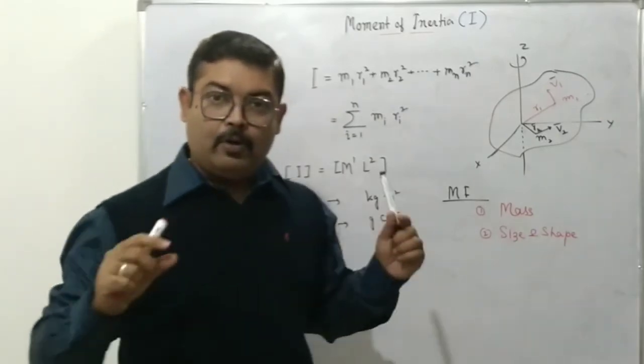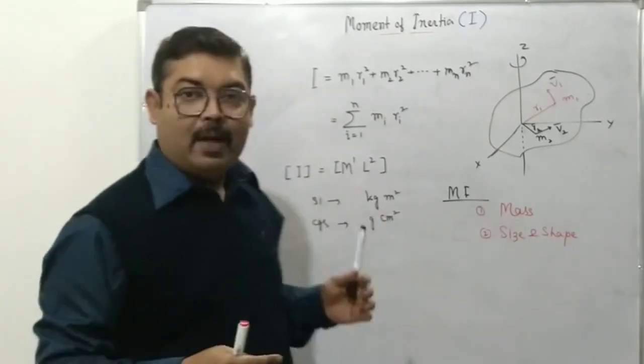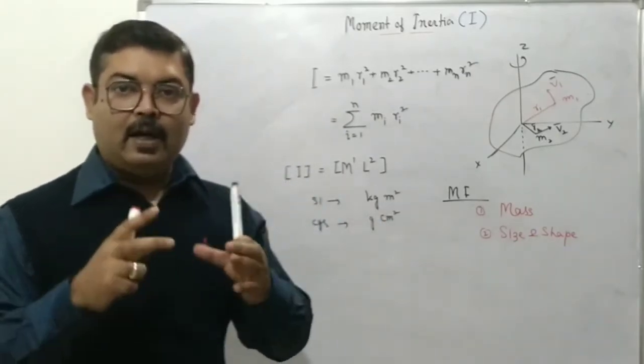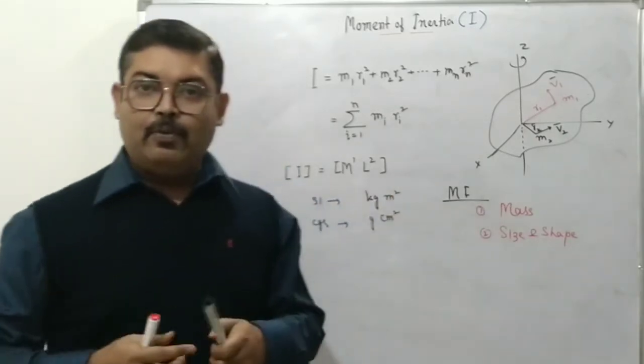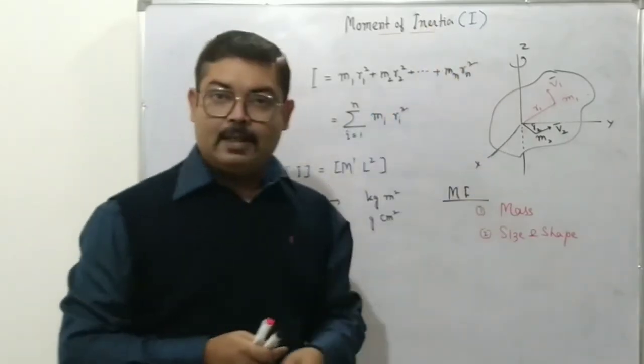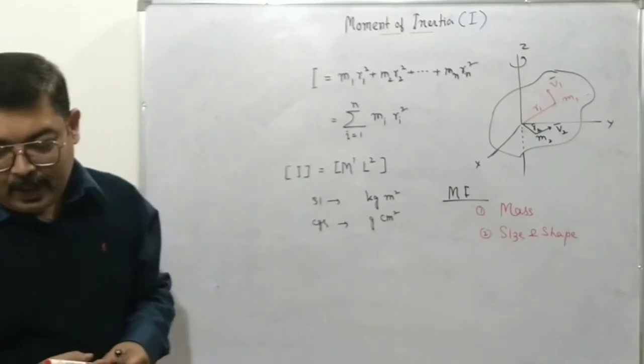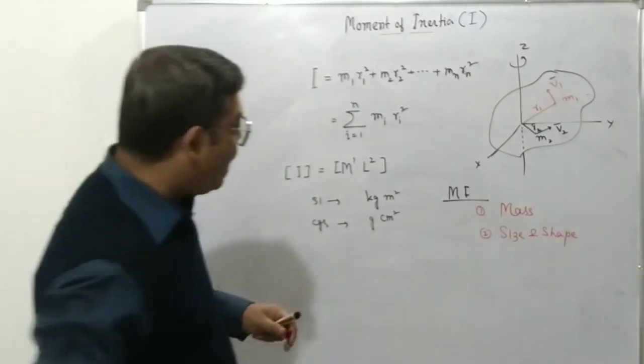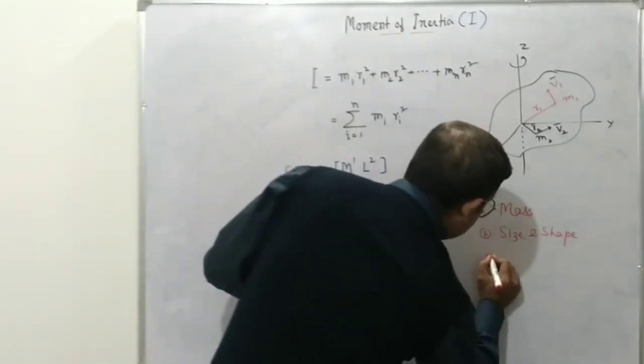Clearly, a linear body having the same mass, and a circular disc or a sphere having the same mass will have different moment of inertia about a given axis. Okay. Next is how mass is distributed.